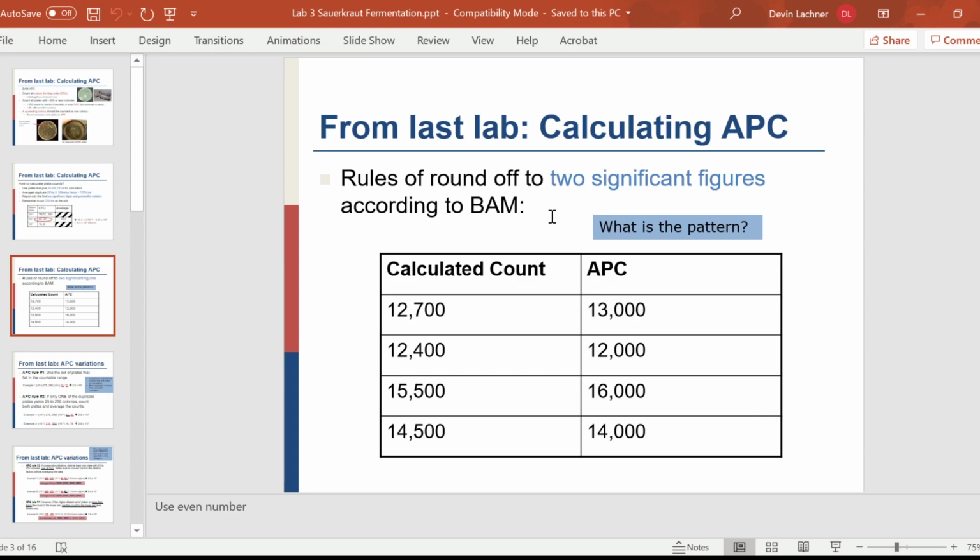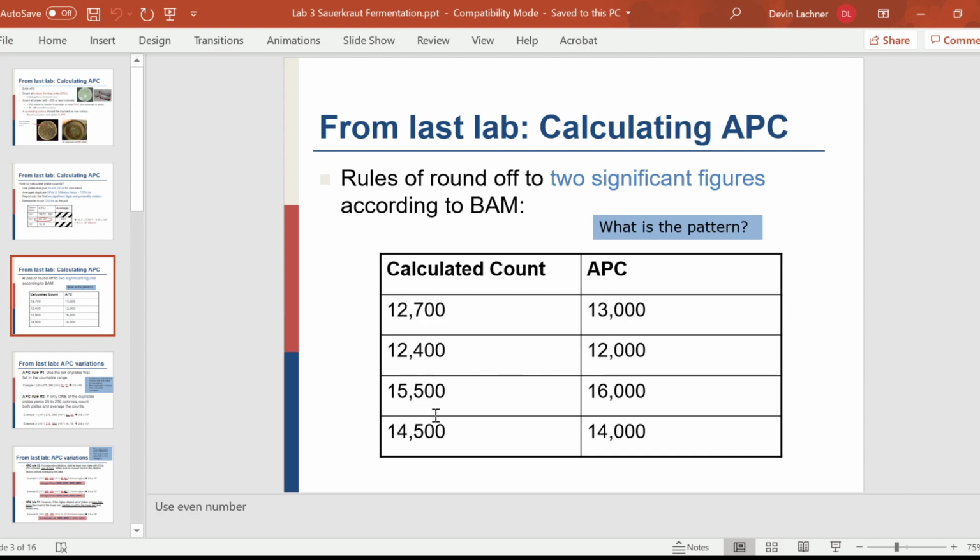So when we're rounding off to the two significant digits, we have important rules that we need to follow according to BAM. So let's see if we can figure out the pattern from this. Okay, so we have 12,700, which is going to round up to 13,000, two significant figures right here. Now 12,400, as we'd expect, 4 here, is going to round down.